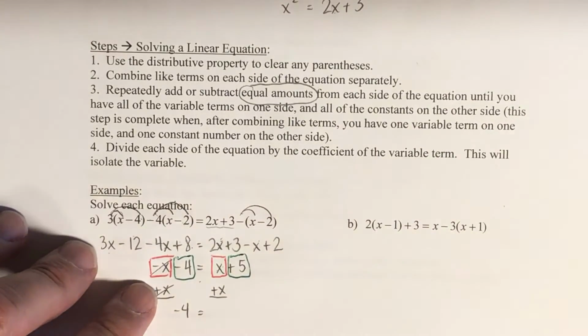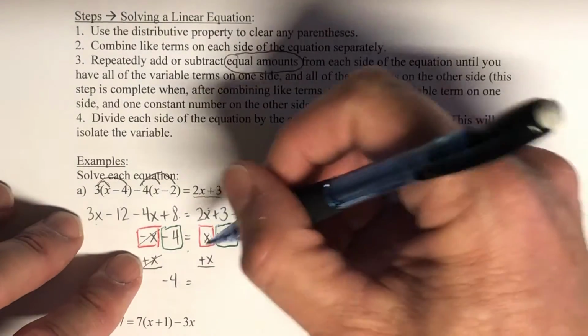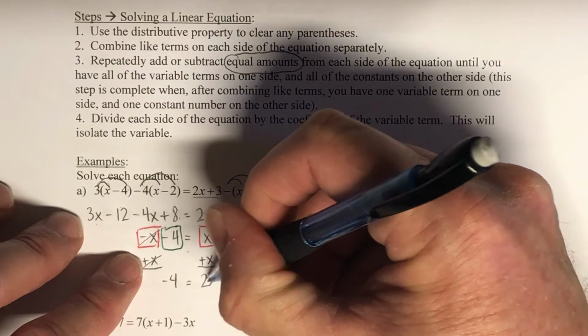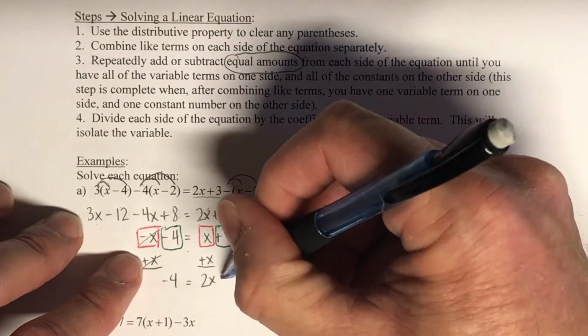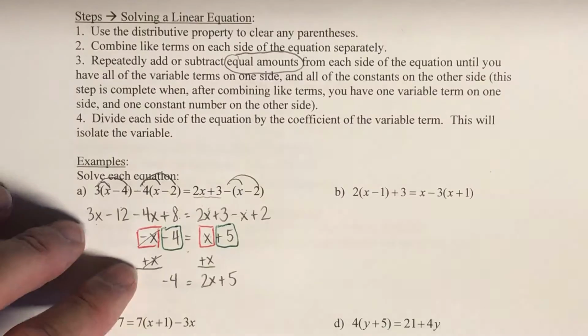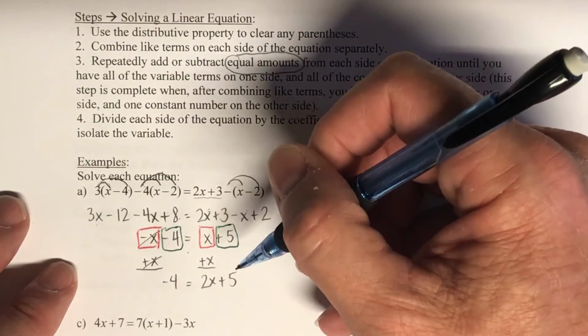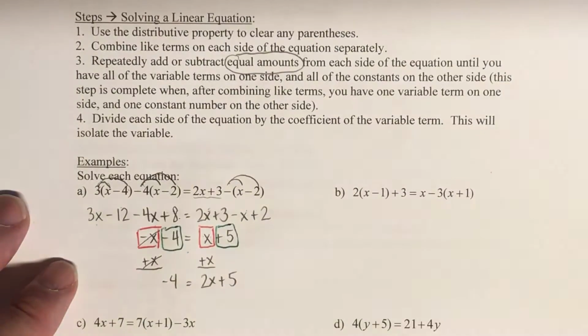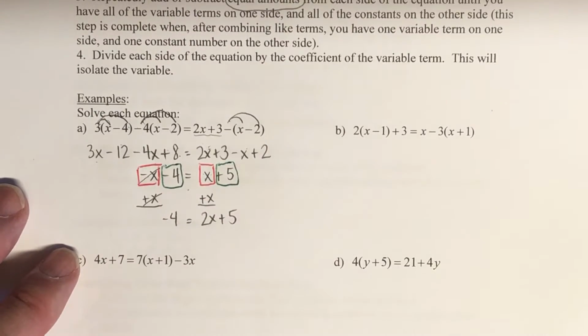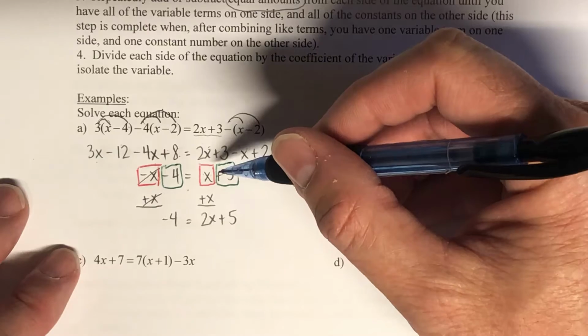Just leaves me with negative 4. And then over here we get 2x when we combine like terms. 1 plus 1 is 2. And then the plus 5 doesn't combine with anything. Now, we still have to move the 5 and the negative 4 together, but it's got to be on the opposite side of the side that you put the variable terms on.